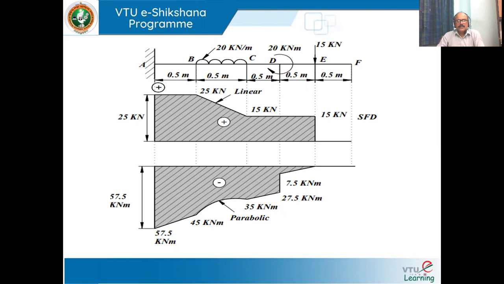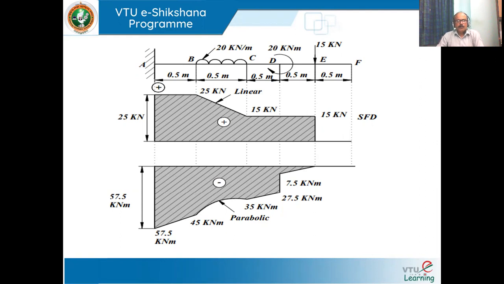Then again, at the same point D, we have a moment, but it's a couple. So that is again right clockwise. Right clockwise is negative. We have magnitude equal to 20 kilonewton meter. So again, right downward is negative. It will come down by 20. So total, it will be 27.5.